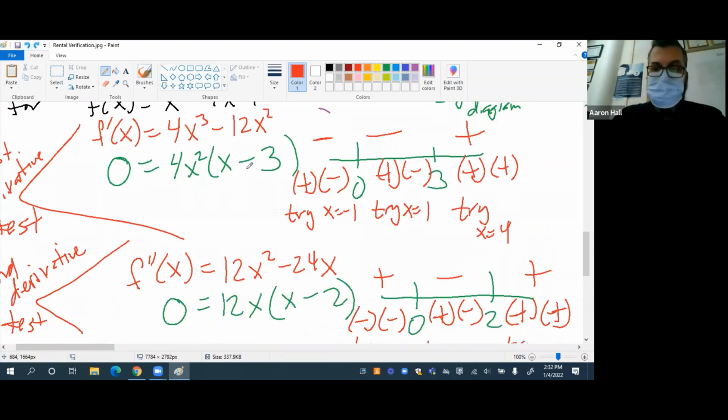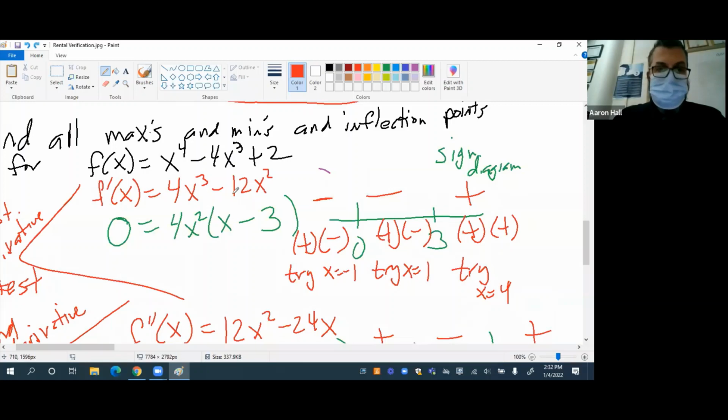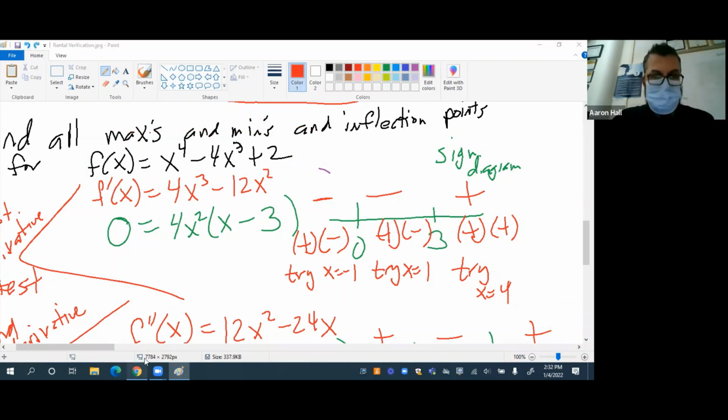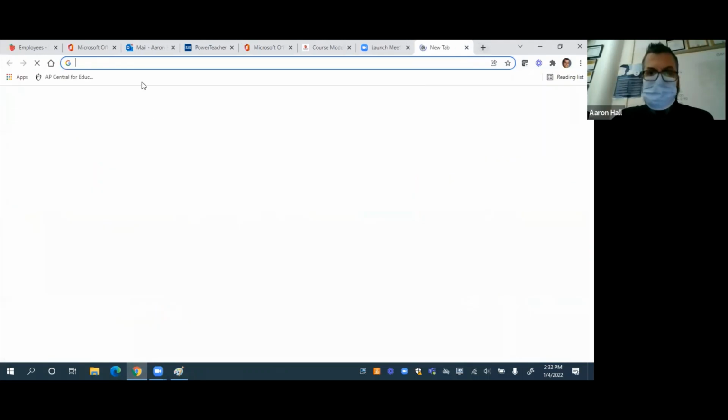So let's graph this. Let's graph it and see what we found. What kind of function family does this belong to? It's quartic. Yeah, it's quartic. Let's go to Desmos.